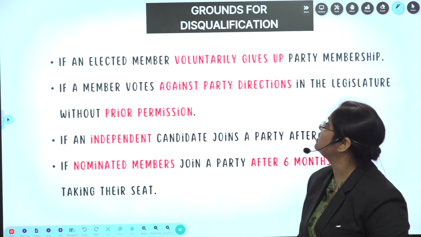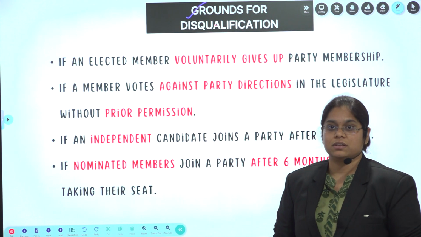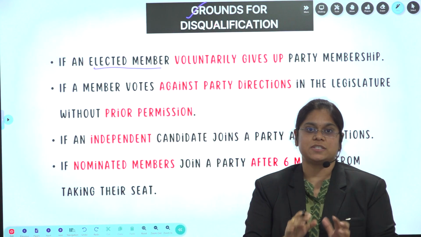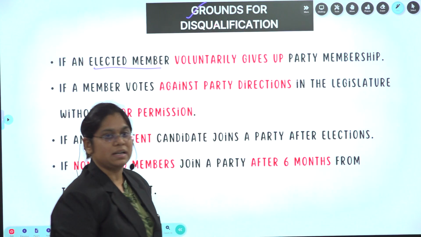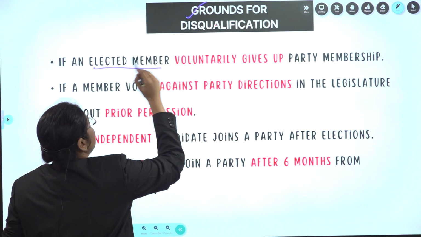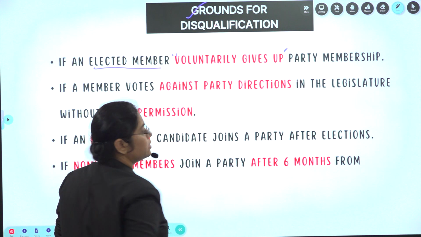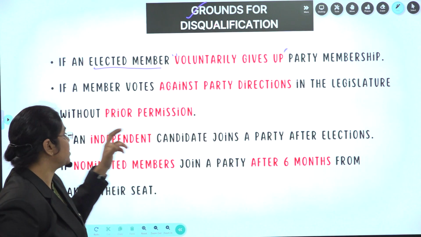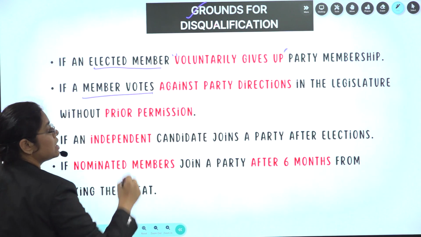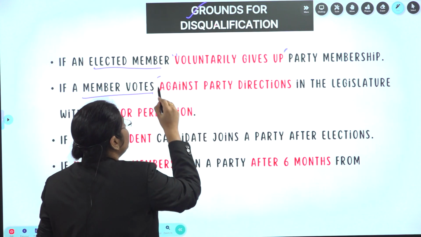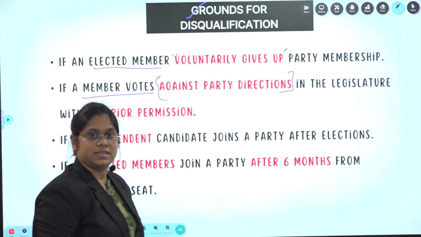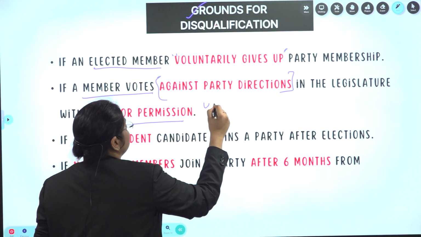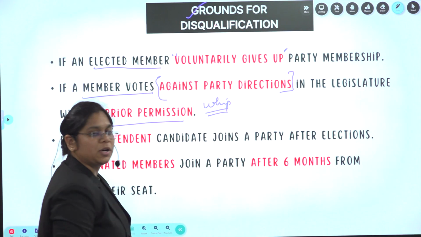Now, further, let's see what the grounds for disqualification are. There are basically 4 grounds. One, if an elected member voluntarily gives up his membership of the party, then he comes under the anti-defection law. Next, if a member votes against the party directions in the legislature, then he comes under anti-defection. Basically, this is if he is acting against the whip of the party.